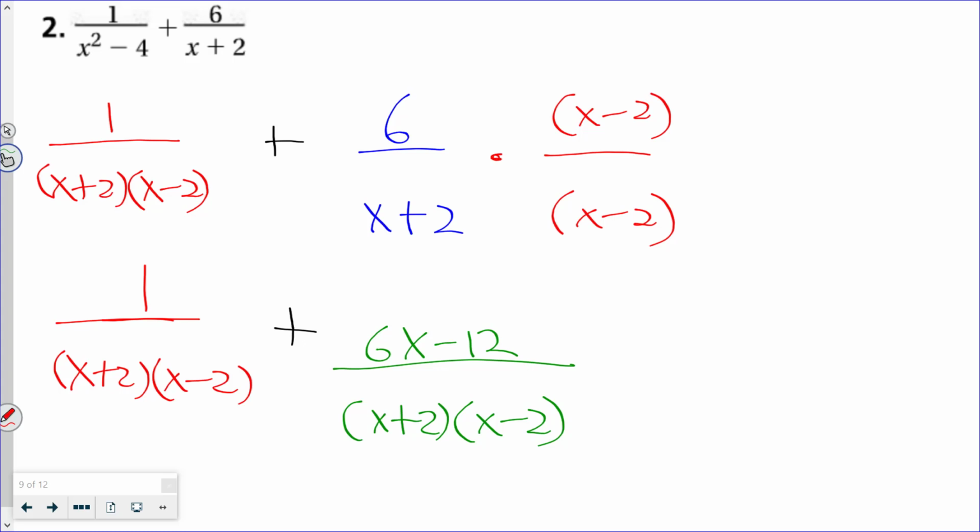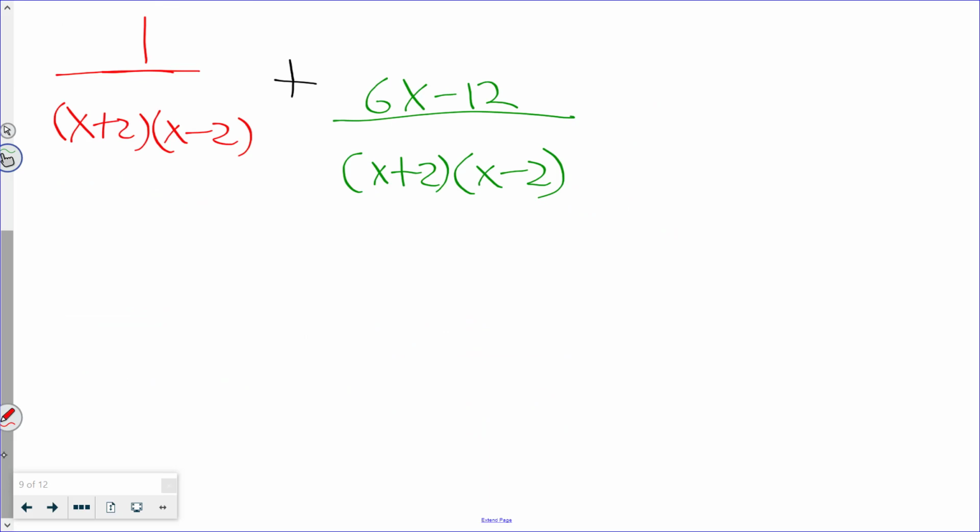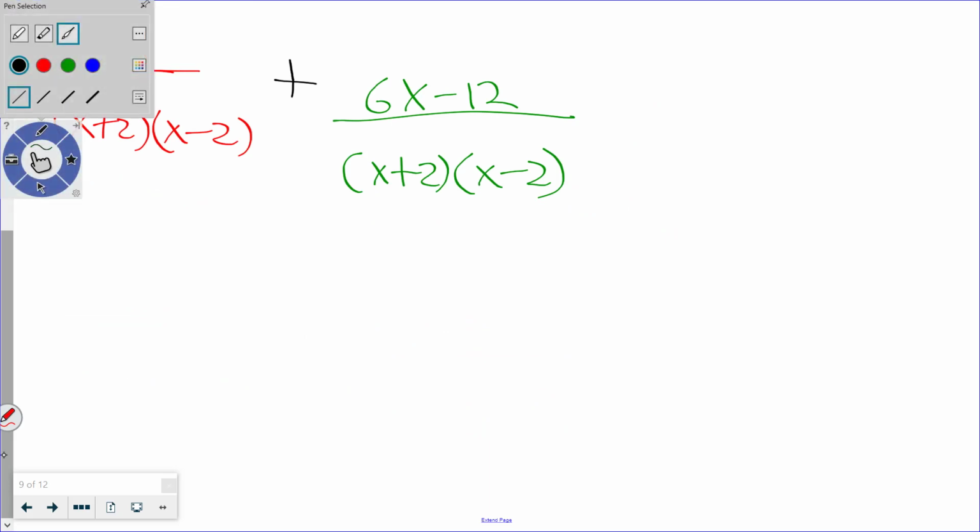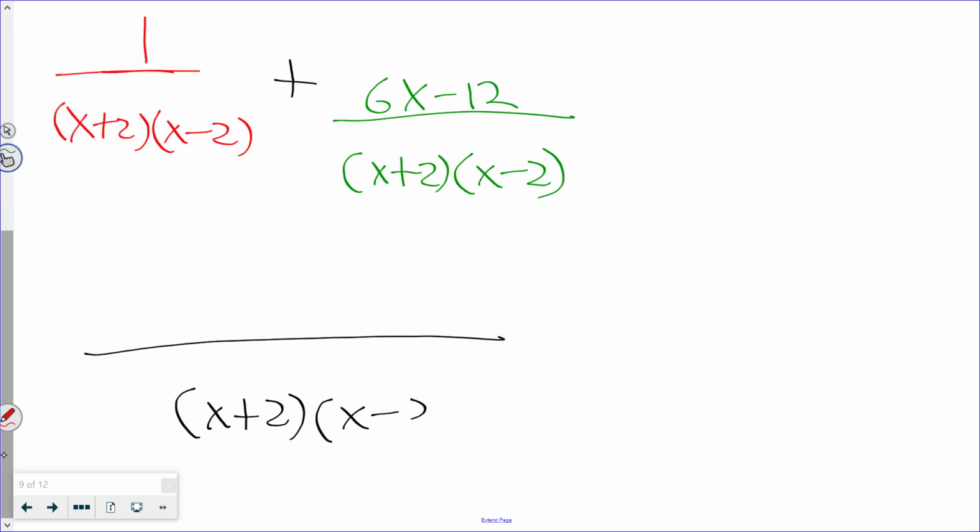Brian, do we have the same denominator now? Yes. So if the denominators are the same, what do we do with the numerators? Let's add the numerators. The denominators are the same, so we just rewrite the denominator. We don't add the denominators. If the denominator is the same, we don't add them. We just write it. X plus 2, x minus 2 is the common denominator. And we'll just add the numerator.